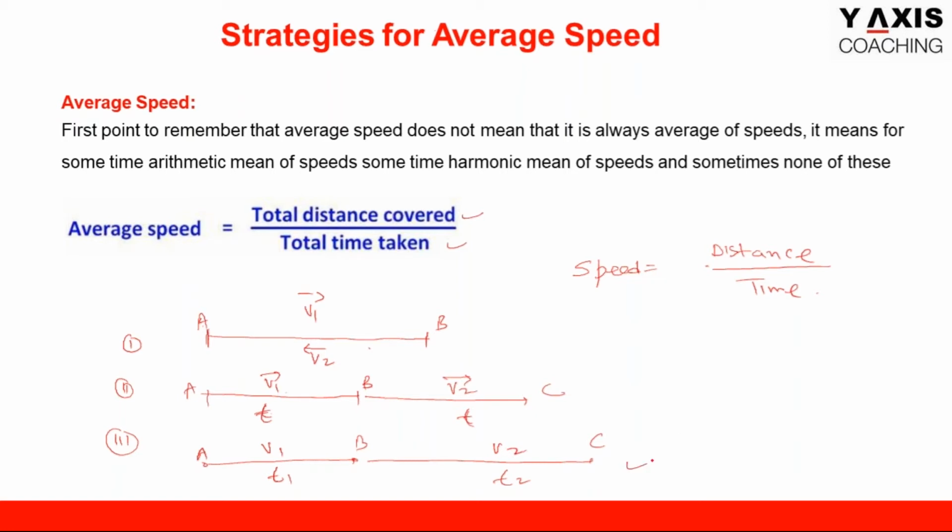So now you can see here nothing is constant. Then what will be the average speed? And the basic formula for the average speed is this. So we are going to discuss all these cases one by one. Let's go to the next page.